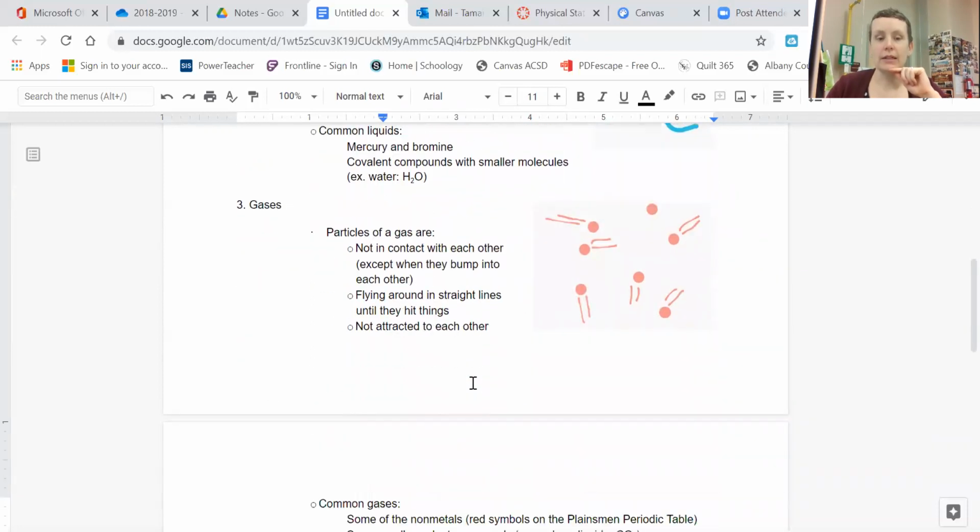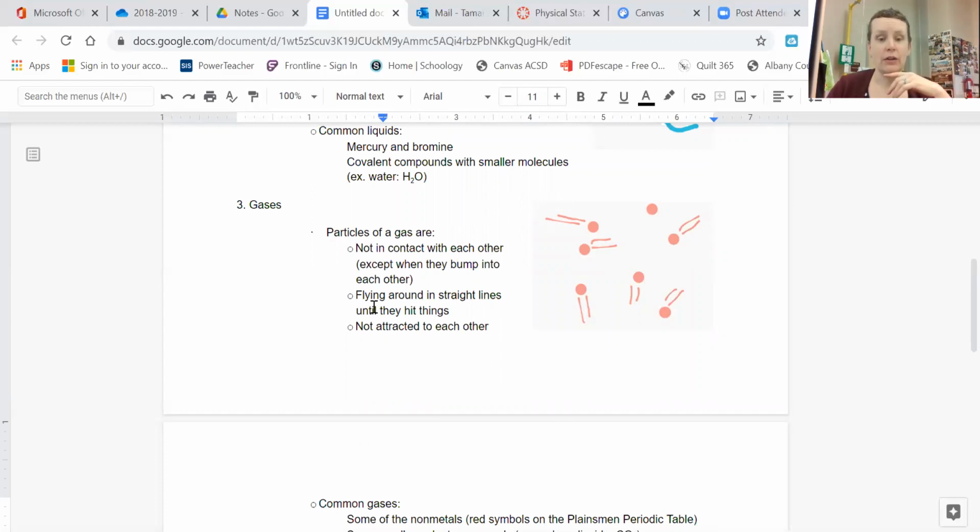All right, gases. The particles of a gas are not in contact with each other, except when they bump into each other. So these are flying around. Oh, I forgot the whooshy lines on that one. But they're flying around, and sometimes they're going to bump into each other and collide, and that's going to end up being some contact, okay? But they're not constantly in contact with each other. They're just flying around freely.